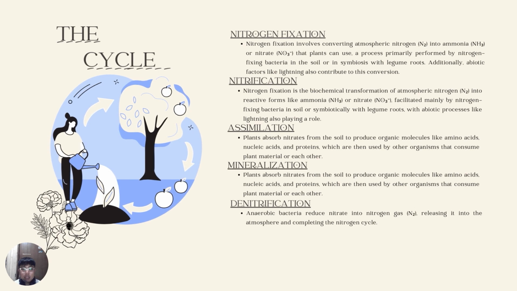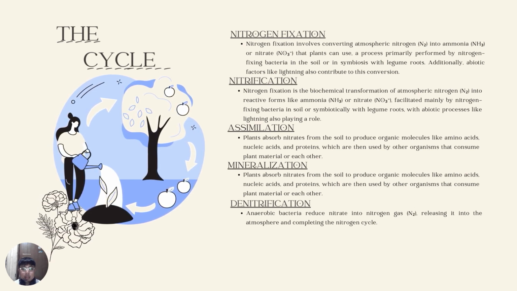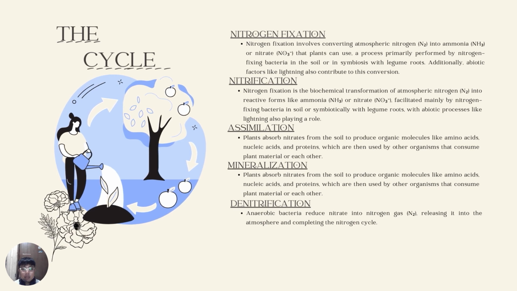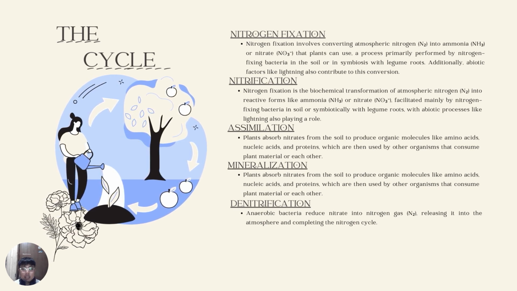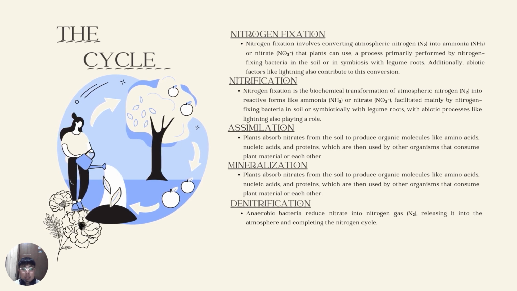Nitrification. Upon the introduction of ammonia into the soil via the process of fixation, it undergoes transformation by nitrifying bacteria, initially converting to nitrite and subsequently to nitrate. This conversion is crucial as nitrate represents a form of nitrogen that is highly soluble, facilitating its absorption by plant roots with relative ease.